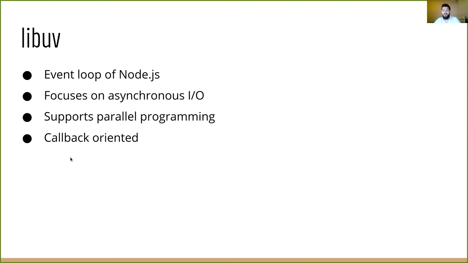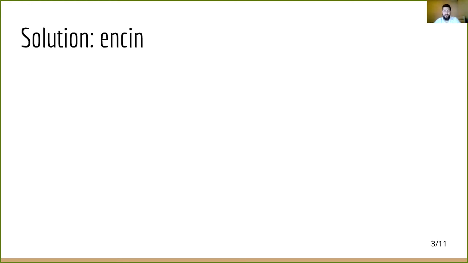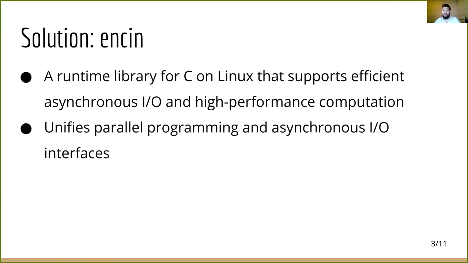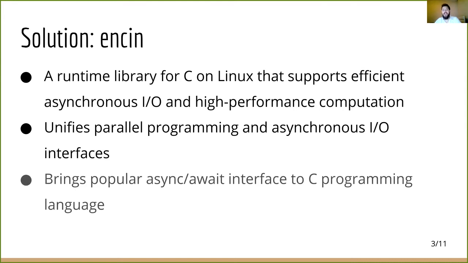Now let's continue with our proposed solution, Encin. Encin is a runtime library for C on Linux that supports efficient asynchronous I/O and high-performance computation. Our library provides a single interface for both I/O and computation-intensive tasks. It comes with a widely used interface. The interface is specifically designed to bring the very popular async await syntax from many modern languages such as JavaScript, Python, and Rust to the C programming language.